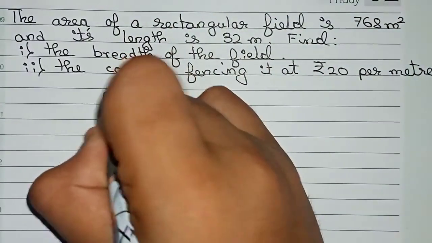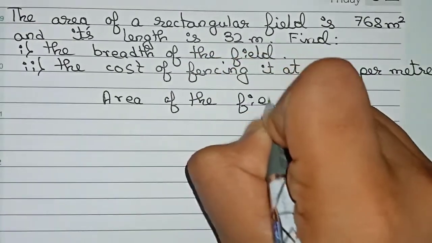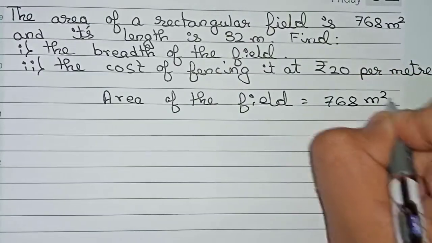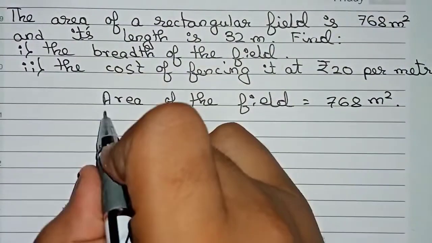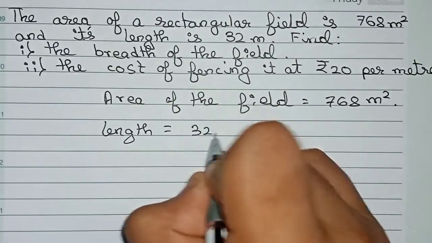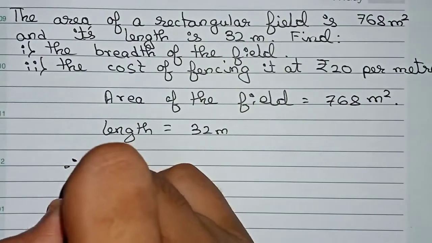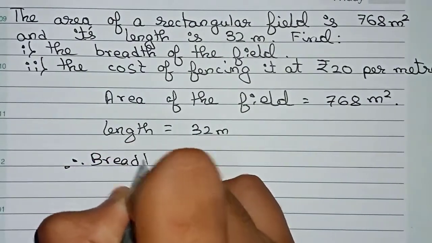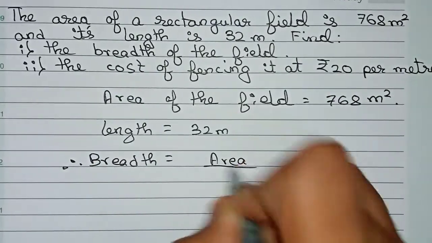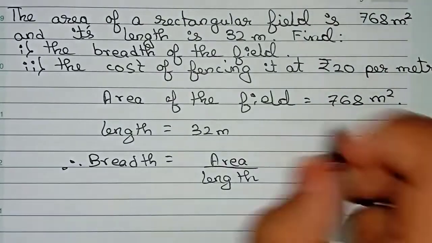So first you write the area of the field equals, it is given 768 meter square. So now we write the length first. So length equals, it is given 32 meter. So now in the question it is given, we have to find the breadth. So therefore breadth equals, so the formula to find out the breadth will be area by length. So that means if we find 768 by 32, we will get the breadth.